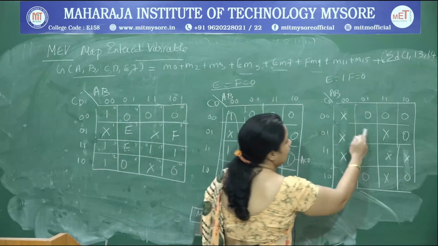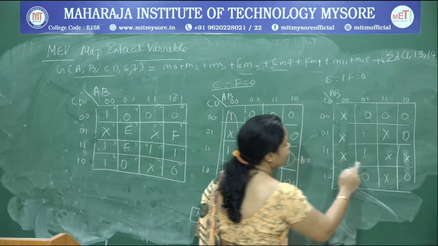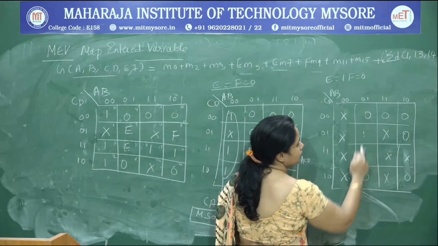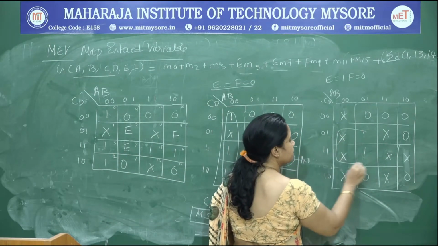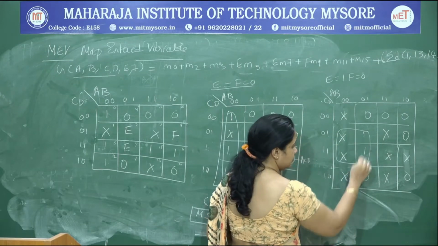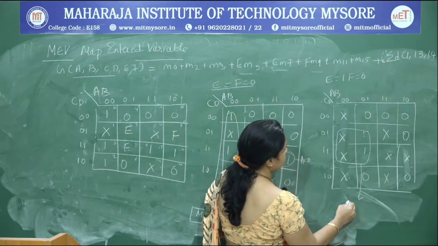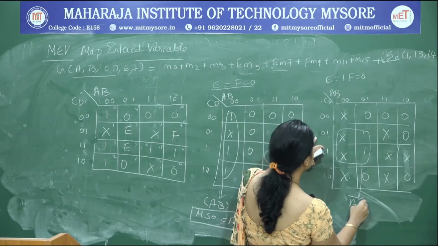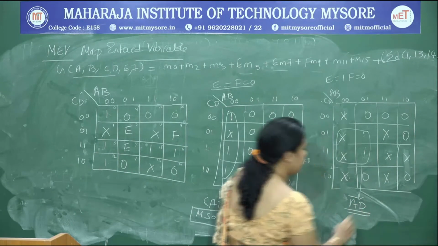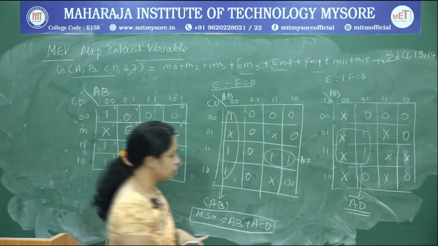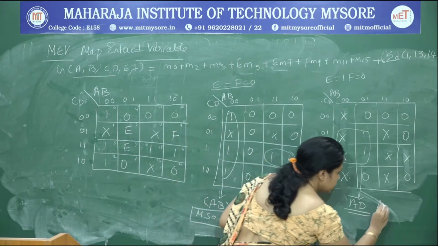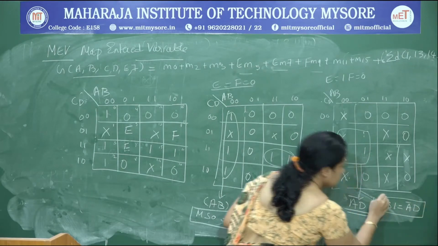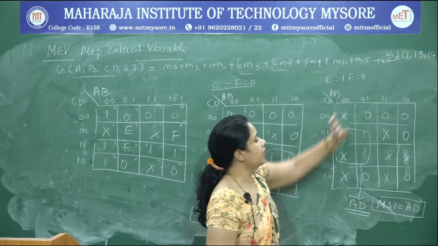You can see we have 4 adjacent ones. You can group these two ones along with this or along with this to form a quad. So what is common here? A bar and D. So we end up getting A bar D. This we will call MS1. So MS1 is going to be A bar D. This is for E equal to 1 and F equal to 0.